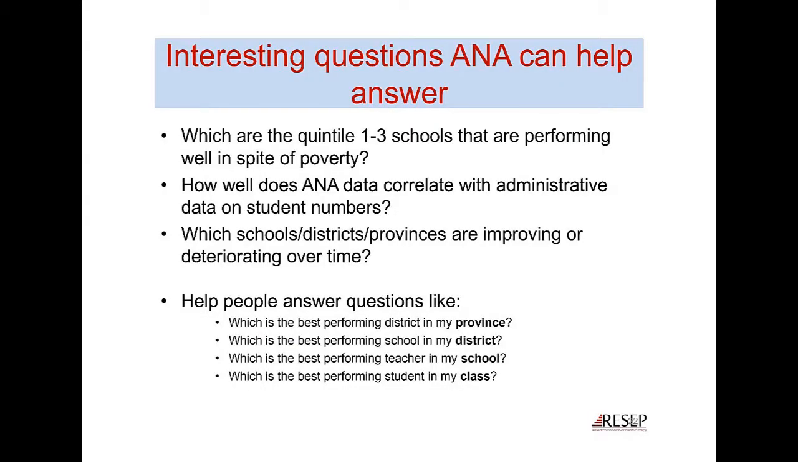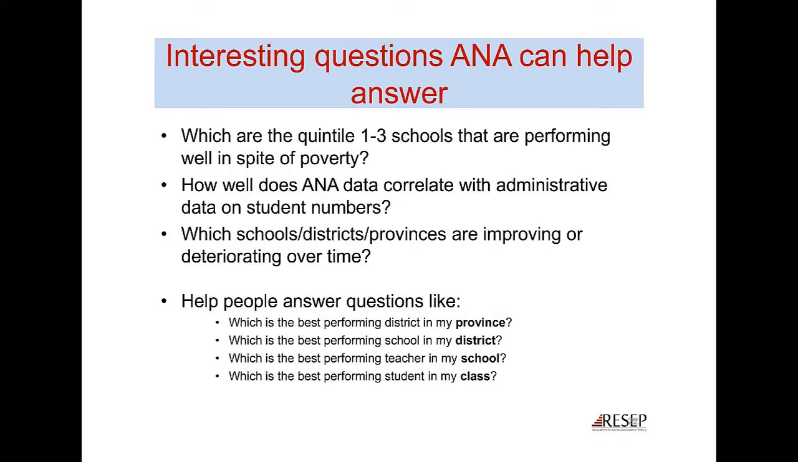We could also ask which schools, districts, or provinces are improving or deteriorating over time. We can do that with the secondary schools because we have the matric data. But how do we do that at primary school without ANA? How do you know which schools are getting better or which schools are getting worse without ANA? Your guess is as good as the next person's.